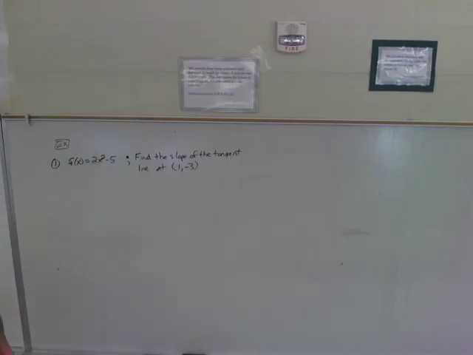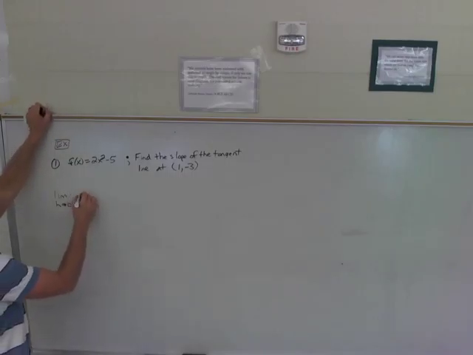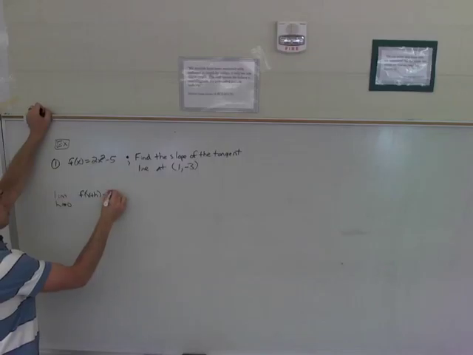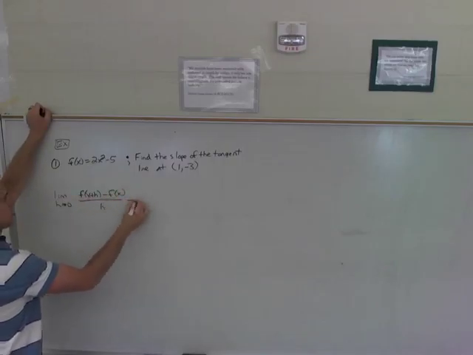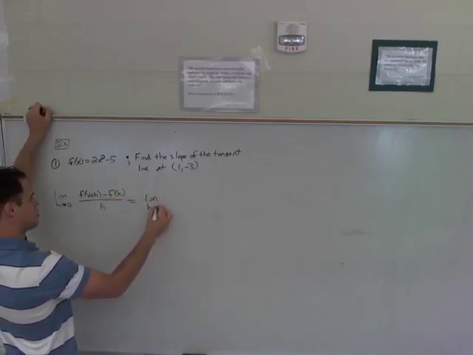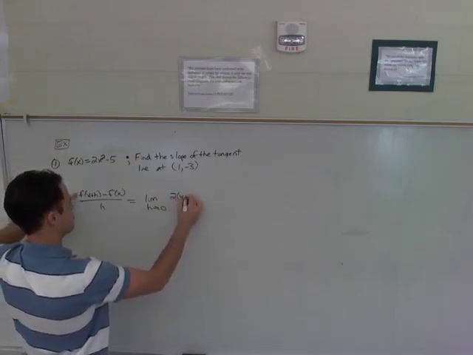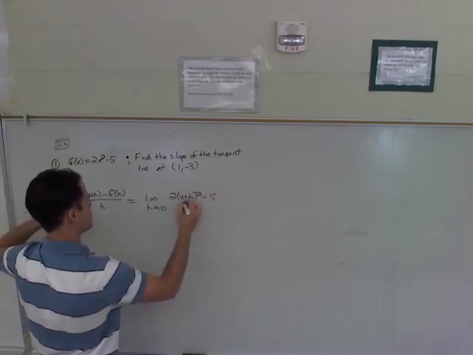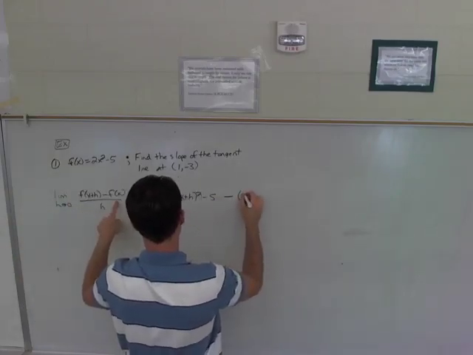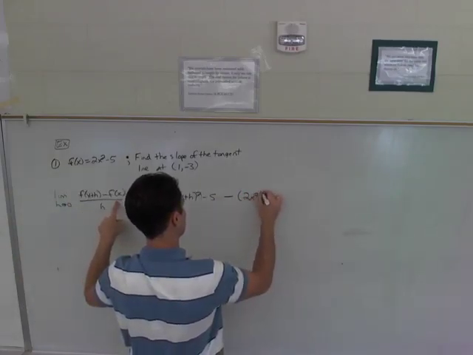So let's do it. I'm going to take the limit as h approaches 0. If you want to use the book's delta x, fine. I like h, it's simpler. So I'm going to go f of x plus h minus f of x over h. I'm going to do that. So f of x plus h is 2 times (x plus h) squared minus 5, minus 2x squared.